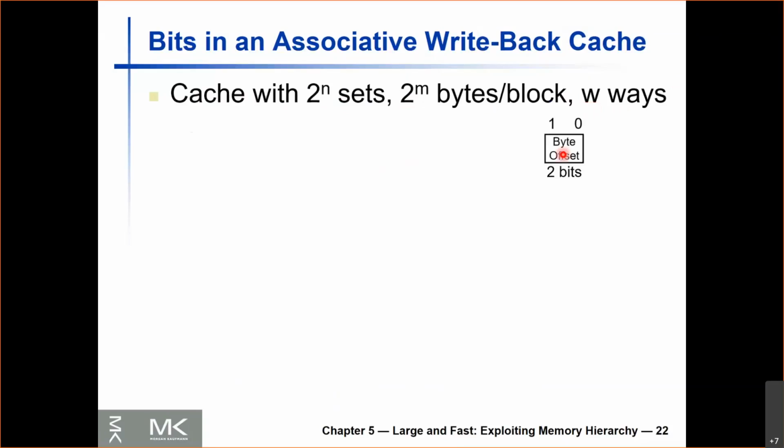Well, first of all, my lower 2 bits are going to be the byte offset, so that's not going to change. What about my block offset? How big is my block offset going to be? Right, m minus 2. If I have 2 to the power m bytes per block, that means I have 2 to the power m minus 2 words per block. So my block offset is going to be m minus 2, exactly. What about my index? Right, my index is going to be n.